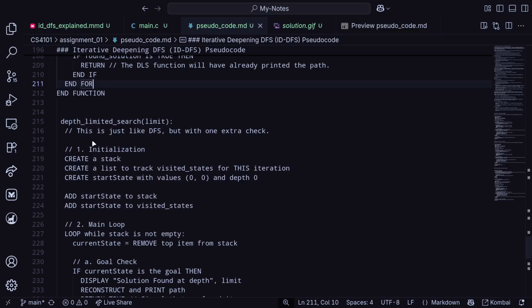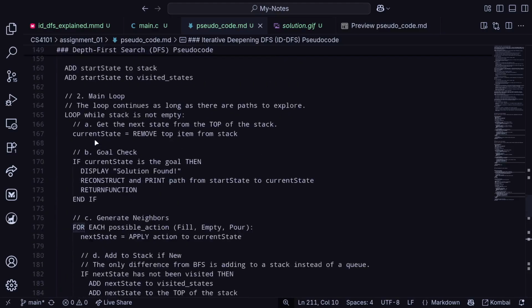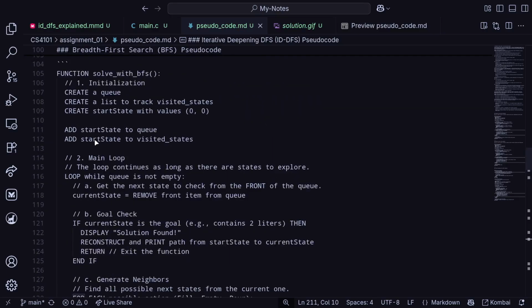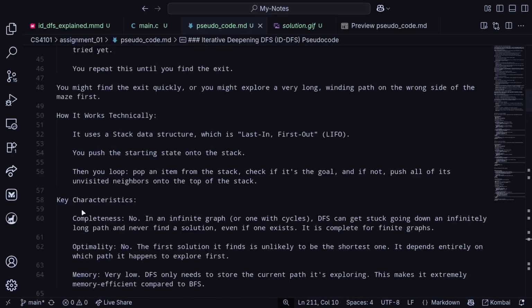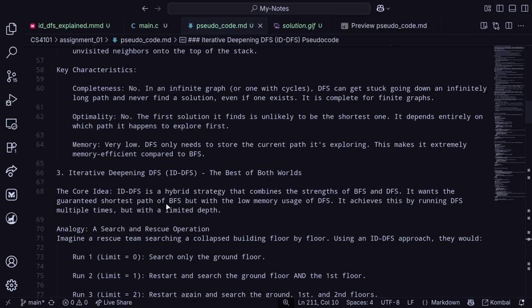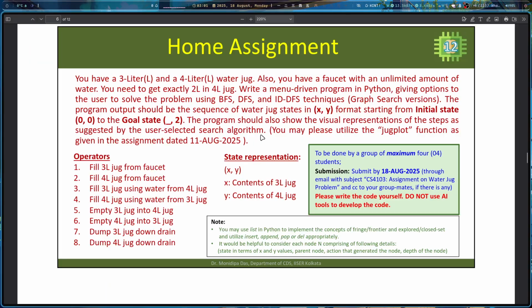Okay, so that actually concludes the theoretical understanding of the three main algorithms. In the next video, I shall be programming all the algorithms to solve this particular problem, which is the water jug problem, as already narrated here. So that's the end of this, and goodbye.